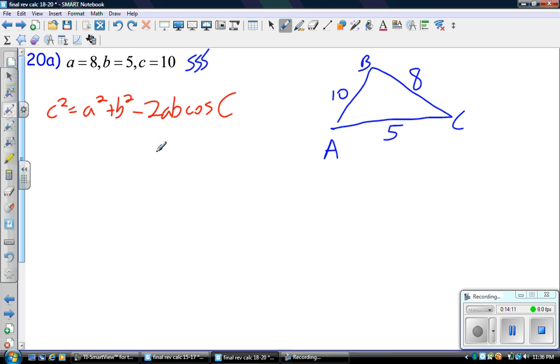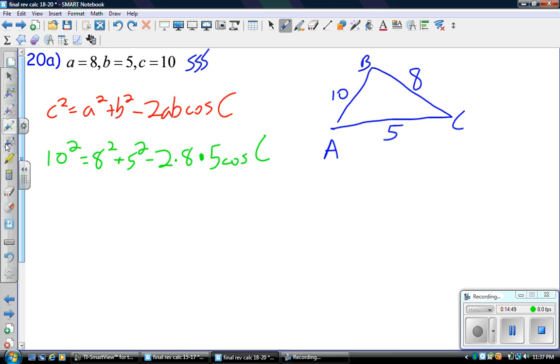Remember that side and angle, those were the same on the end caps, and then your other 2 sides are in between. Now I have all sides, so I'm just going to start plugging them in. I'll just solve it the way this looks. So I've got what c is, so 10 squared equals 8 squared plus 5 squared minus 2 times 8 times 5 times the cosine of C.